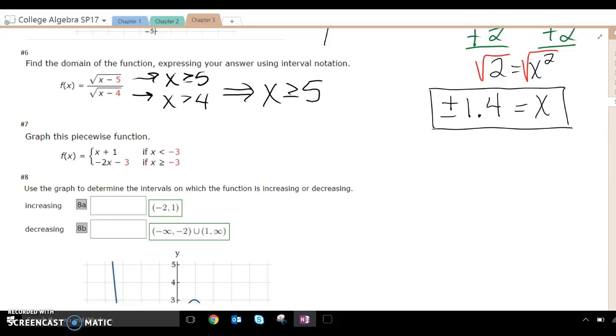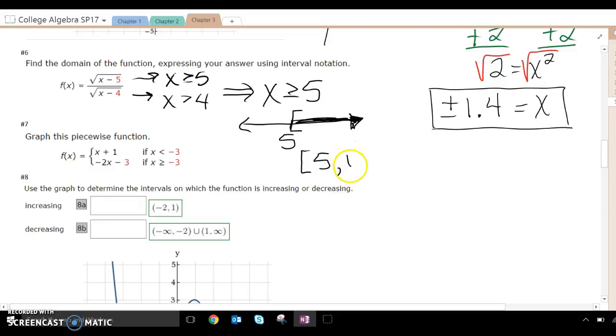Now, to write that in interval notation, if you visualize your number line, at 5 I would use a bracket because I can include it, and it goes on to infinity. So what does that look like in interval notation? Bracket 5, comma, infinity, parenthesis. And that would be our domain for number 6.